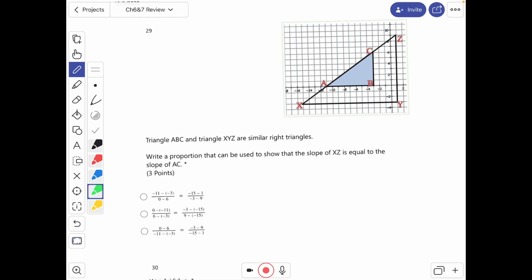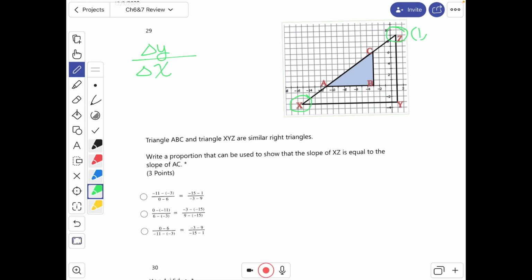Triangle ABC and triangle XYZ are similar right triangles. Write a proportion that can be used to show the slope of XZ is equal to the slope of AC. Okay, so remember, to find slope, we do the change of y over the change of x. So the slope for XZ would be those 2 points.